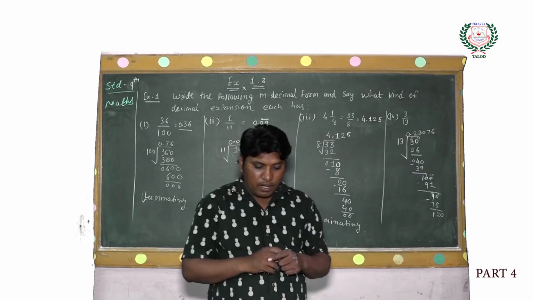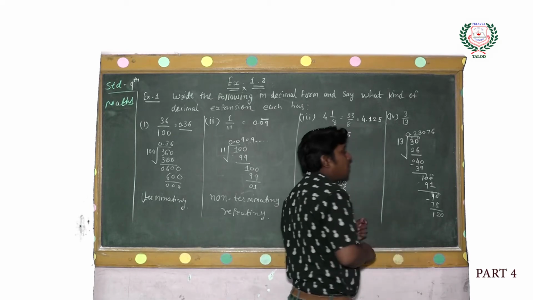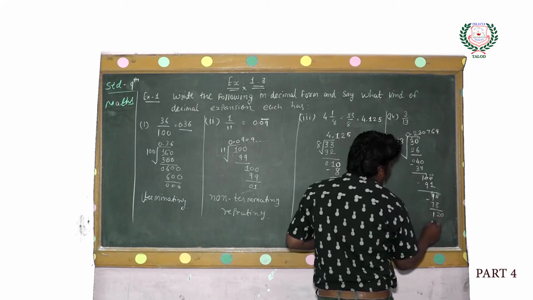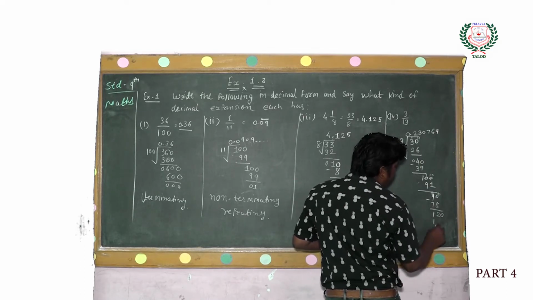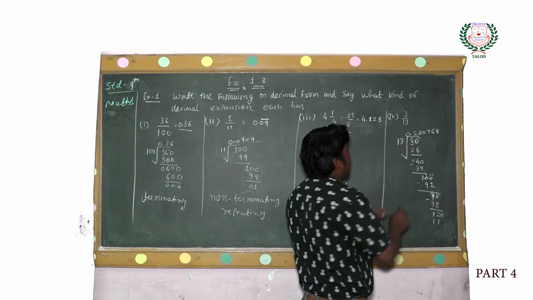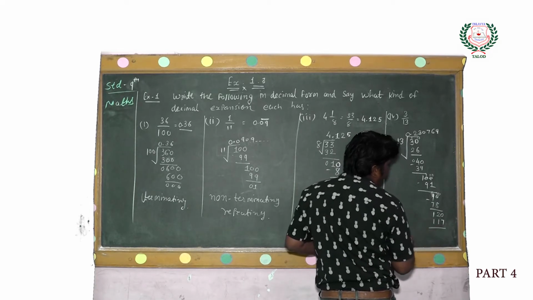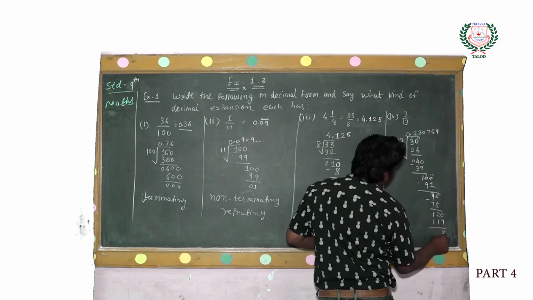So what happened? Now 13 tens are 130, so you have to take 9. So 13 nines are 117. So 0 and minus is 3.